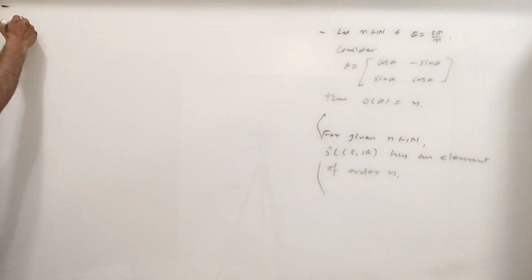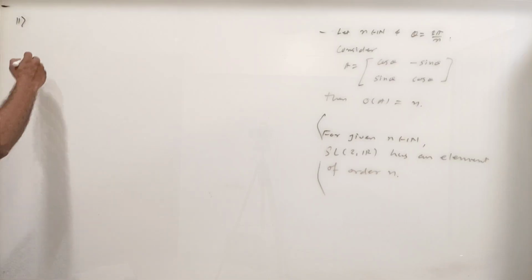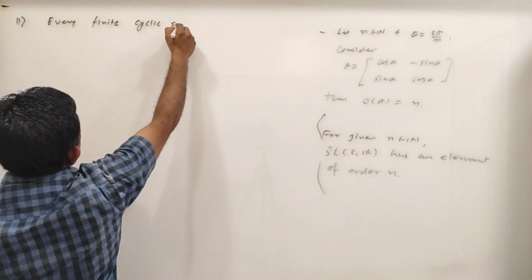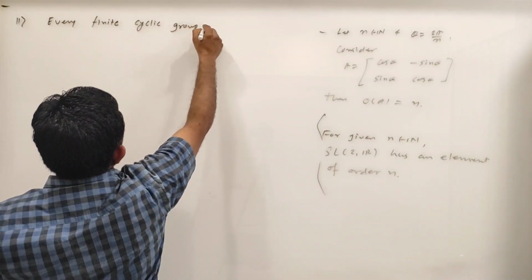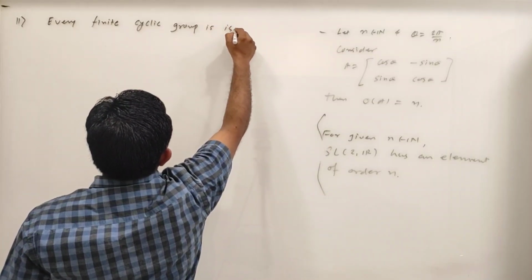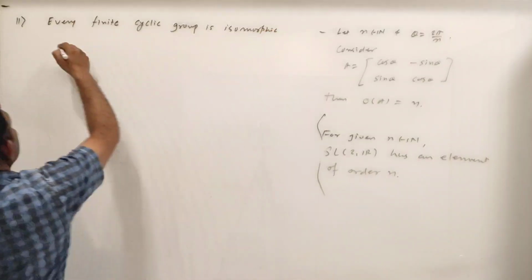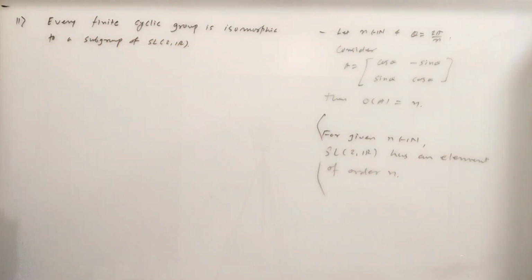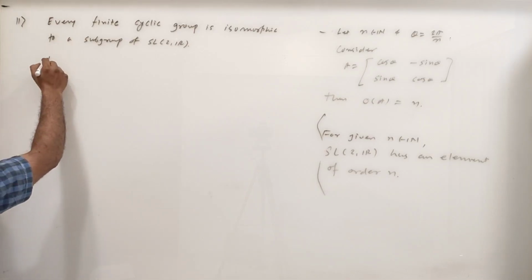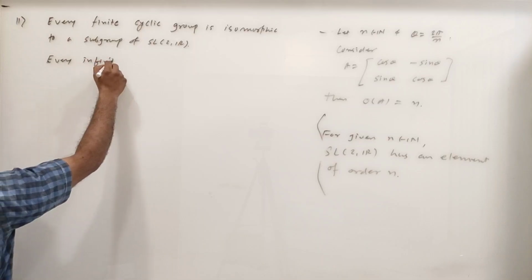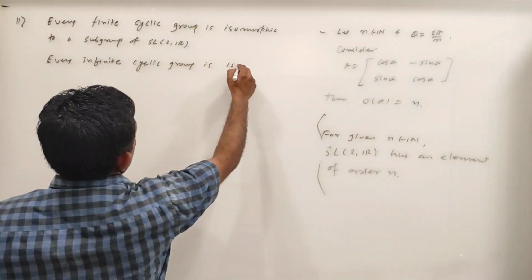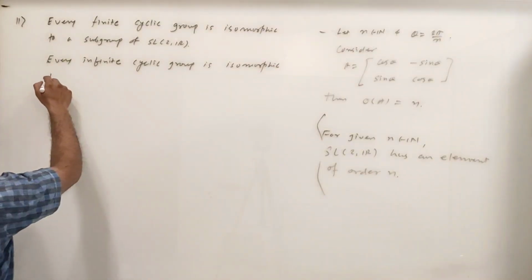So, result 11: every finite cyclic group is isomorphic to a subgroup of SL2R, and every infinite cyclic group is isomorphic to a subgroup of SL2R.